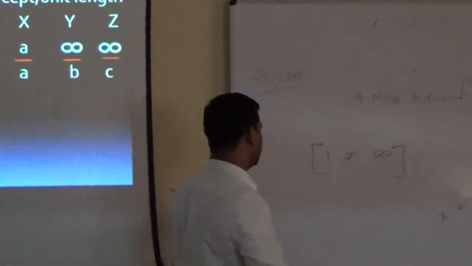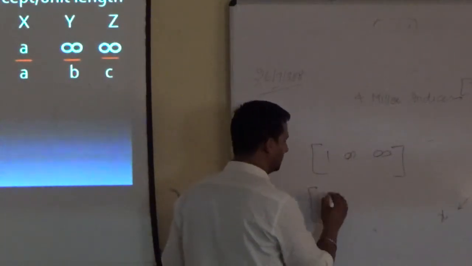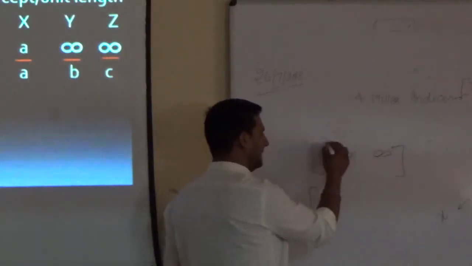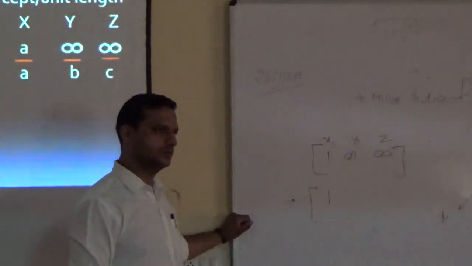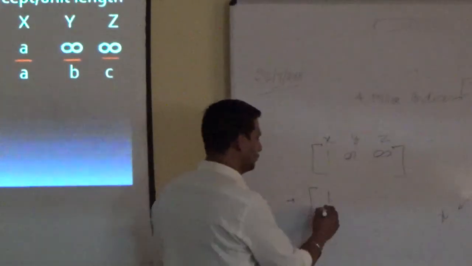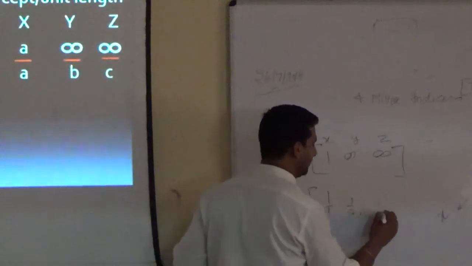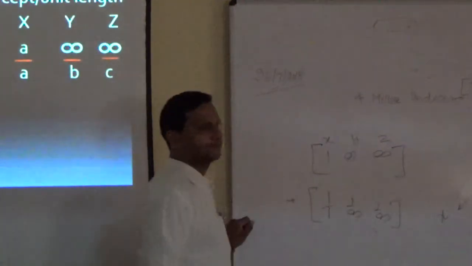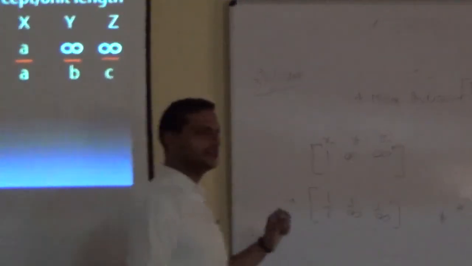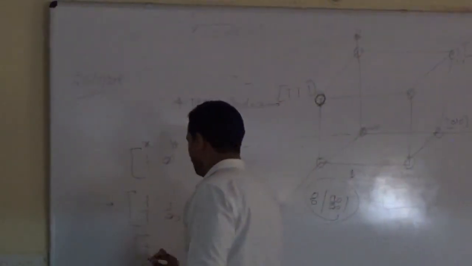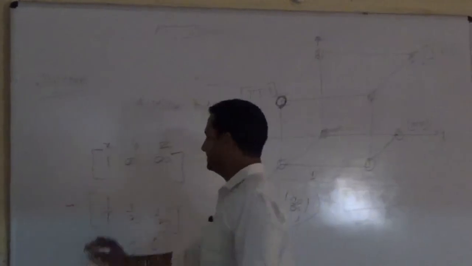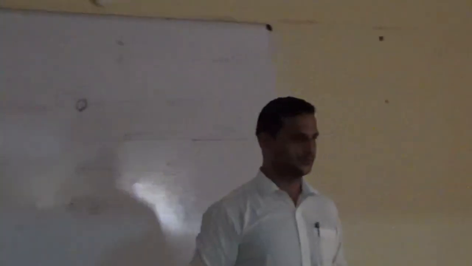So to give an accurate result, we simply divide by the intercept value. So 1 by 1, 1 by infinity, 1 by infinity. Just divide by the intercept value. 1 by infinity becomes how much? Zero. Zero. So 1, 0, 0. This is actually the location of the plane.